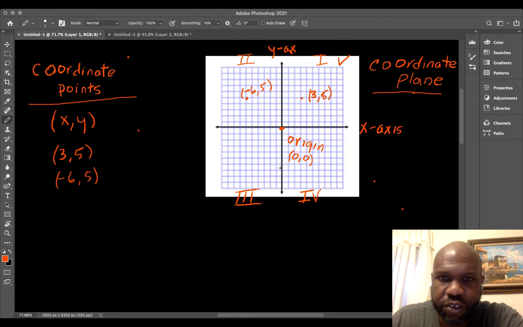What if the point is on this line right here? If it's on a line, this is what we call the y-intercept. The x would still be 0, because it's right on the line of 0, but the y we'd still count down: 1, 2, 3, 4, 5, 6, 7. So that would be 0, and then I lost it.